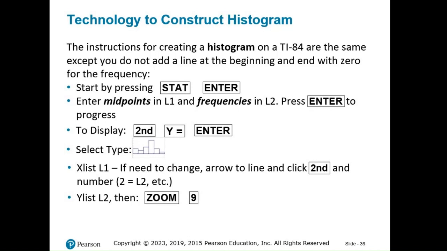Now let's display the histogram. So press Zoom and the number 9, and you'll see your histogram. Neat, huh? So the calculator takes some practice, so make sure you're taking good notes and working with it as we go through these lessons. So come test time, you're not wasting time trying to figure out how to do it then.